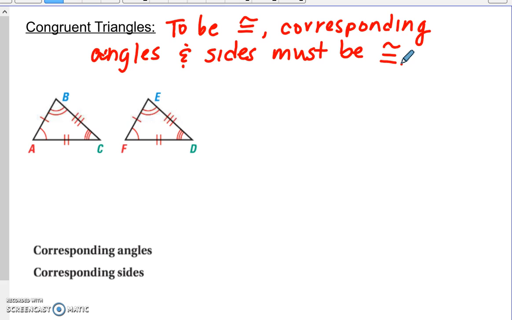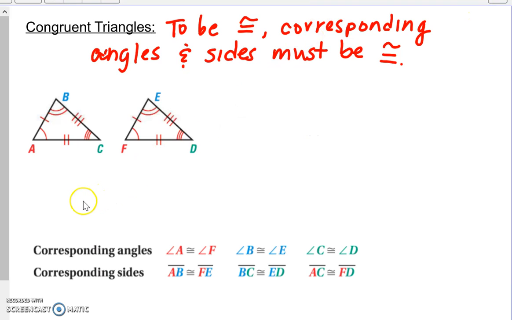So if we take our triangle, which is our smallest polygon, we can see that in order for this to be congruent, all three sides must be congruent, which they are. AB is congruent to FE, BC congruent to ED, and AC congruent to FD. And all the angles must be congruent, which you see A is congruent to F, B is congruent to E, and C is congruent to D.